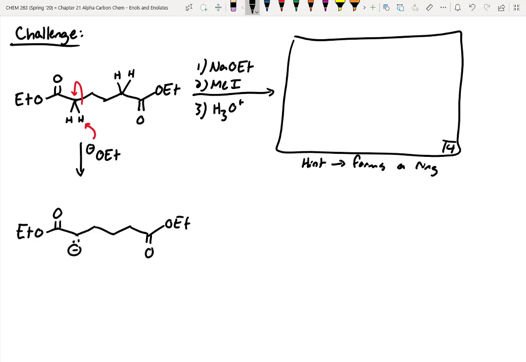And at this point, a lot of students are tempted to just immediately jump into step 2, right? And have this react with methyl iodide. But let's wait. Let's ask ourselves, is there anything else we can do with this? And the answer is yes. Before this has a chance to react with methyl iodide, it can actually attack itself. And that's what's going to form that ring that I gave you the hint about.